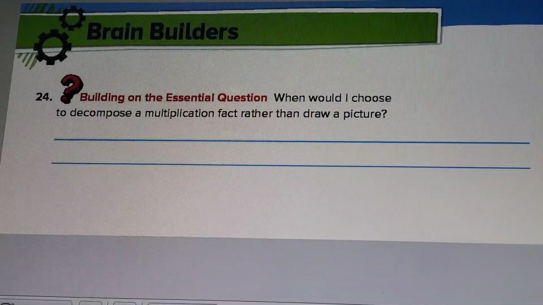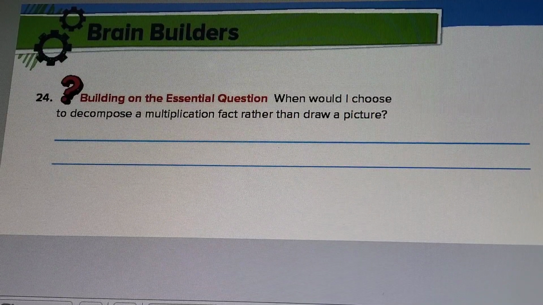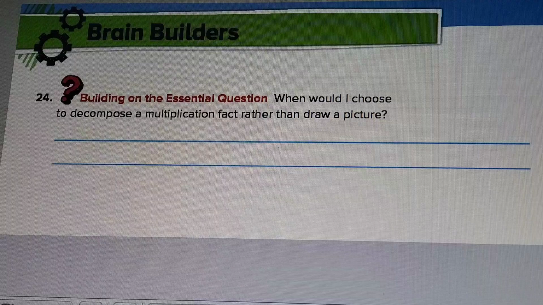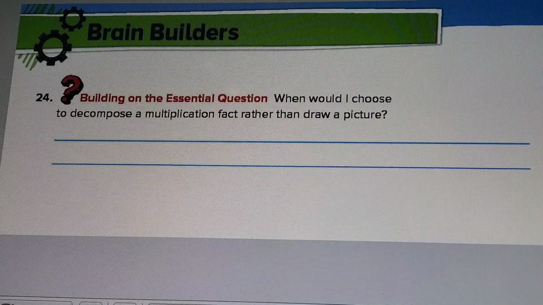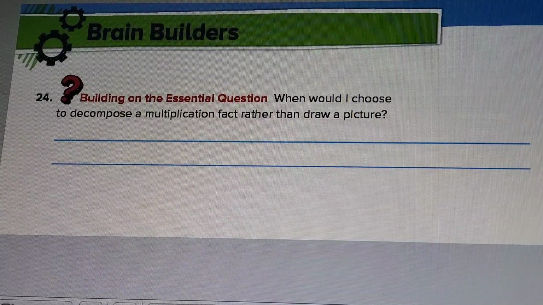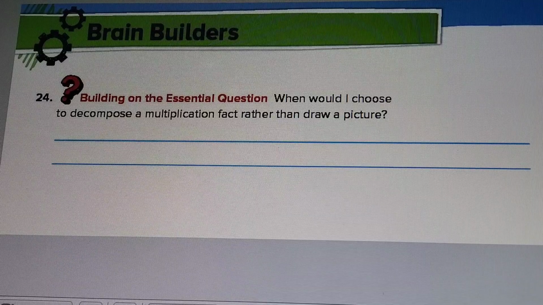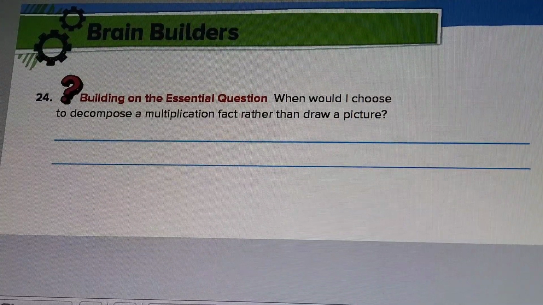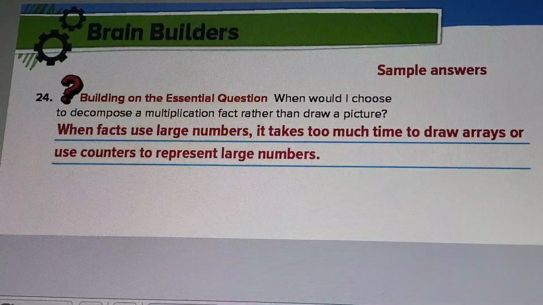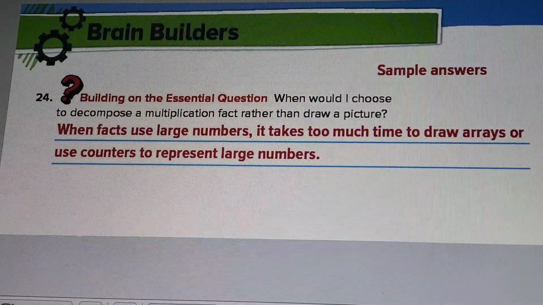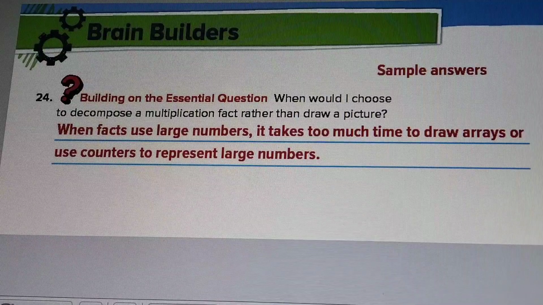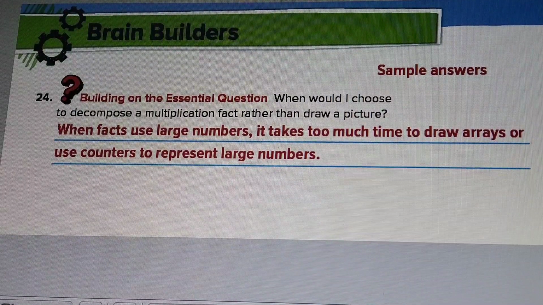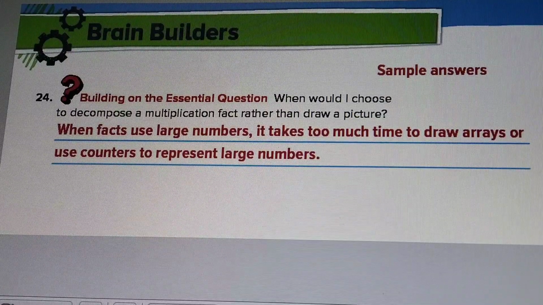Brain Builders number 24. Building on the essential question: When would I choose to decompose a multiplication fact rather than draw a picture? Think about when it would be hard to draw a picture or make an array. When you use large numbers, it takes too much time to draw arrays or use counters to represent them. So when you're using large numbers, it would be better to decompose a number.